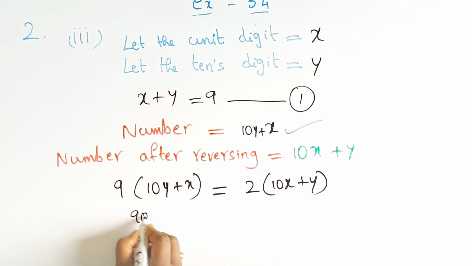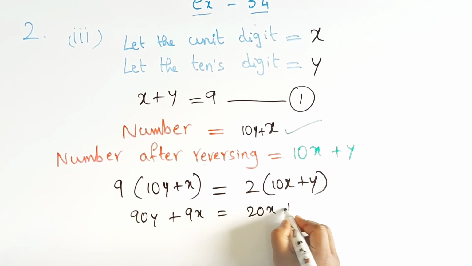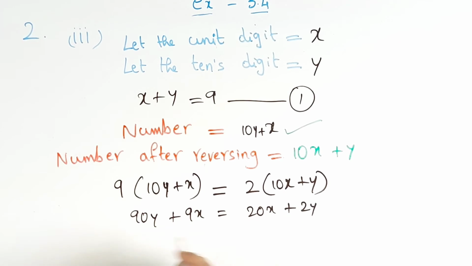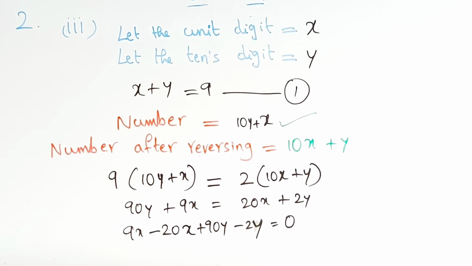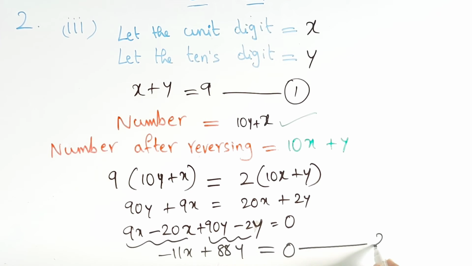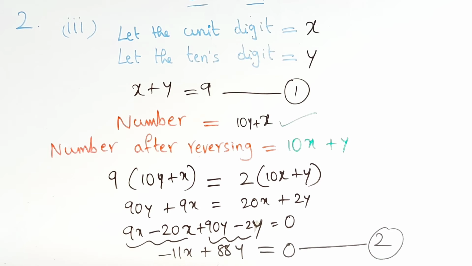9 into 10y, 90y, plus 9 into x, 9x, equals 2 into 10x, 20x, plus 2 into y, 2y. Now from here, children, 9x is here and sending 20x here, minus 20x plus 90y, this one minus 2y equals 0. Right, children? From here, minus 11x plus 88y equals 0. This is the second equation, children. So we got the equations. Let us solve by elimination method.